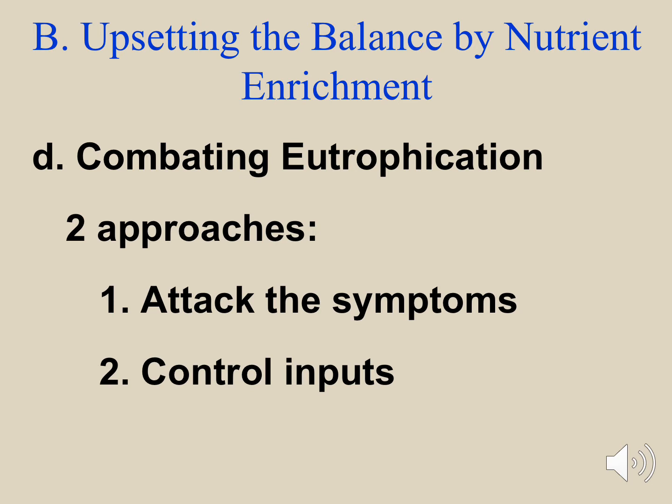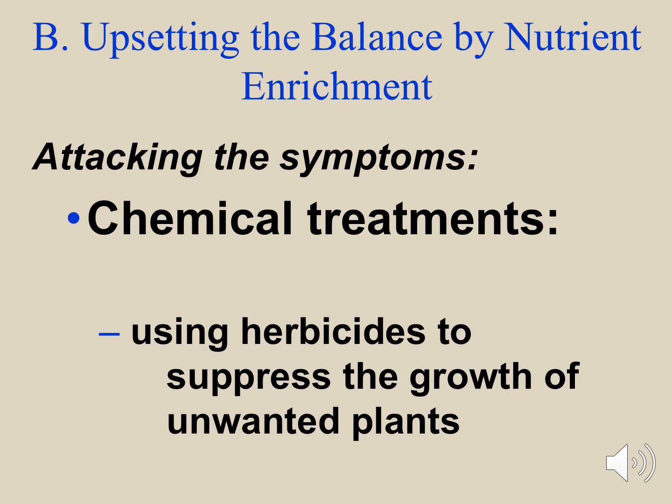So in attacking the symptoms, we have 3 approaches that have been used with some success in the past, or what I would say with some successes, but varying degrees of success. So let's take a look at attacking the symptoms. We see algae growing all over our water. One thing we could do is apply chemical treatments to kill the algae. Herbicides are chemicals that kill plants, and remember, algae are plants. So we can spray herbicides, and it will suppress the growth of unwanted plants, including algae.